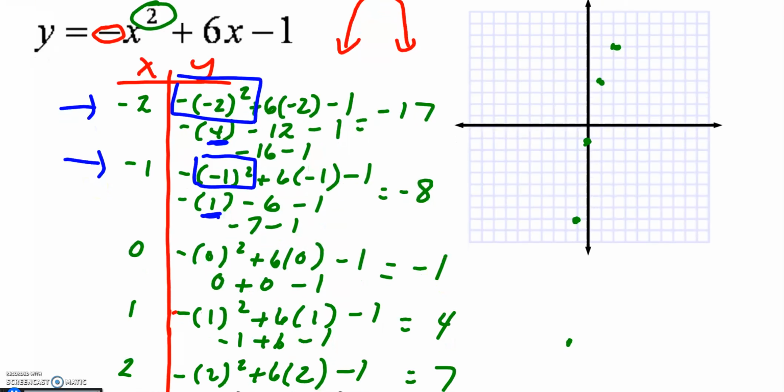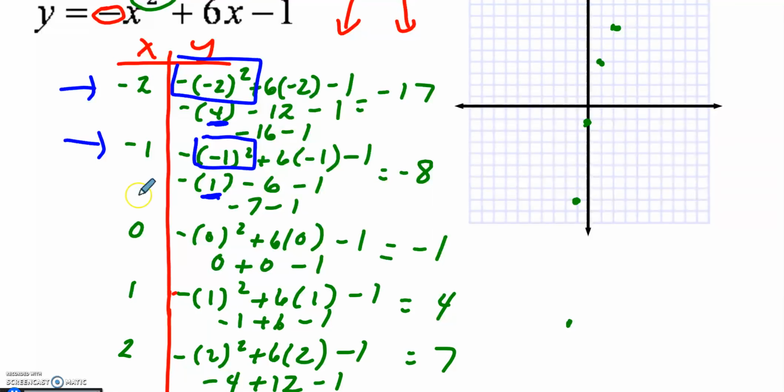Let's check the rest of these to see if you did the same thing. When I plugged in 0, I got -1 out. When I plugged in 1, I got 4. When I plugged in 2, I got 7.